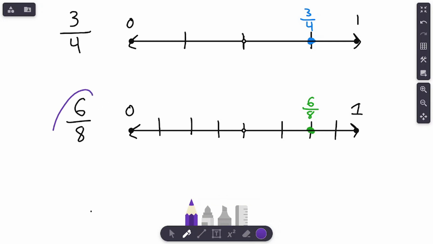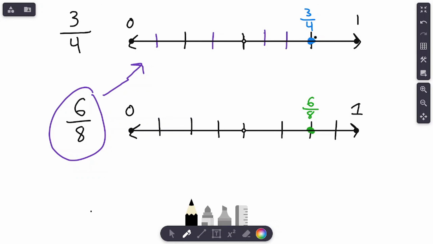I want you to take this fraction here and draw it on this number line. Okay, what I mean by that is, do you see how we've broken this into 1, 2, 3, 4 equal sections? Now I want you to break it into 8 equal sections. So what we're going to do is make 1, 2, 3, 4, 5, 6, 7, 8. All right, notice we've got 8 sections now.